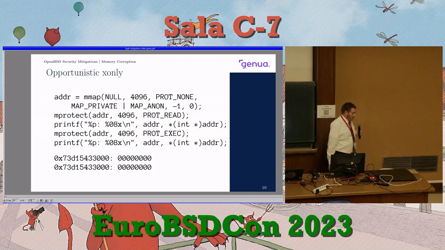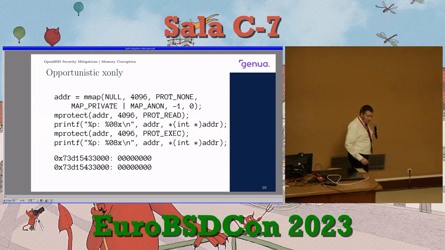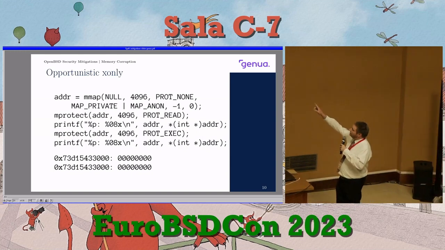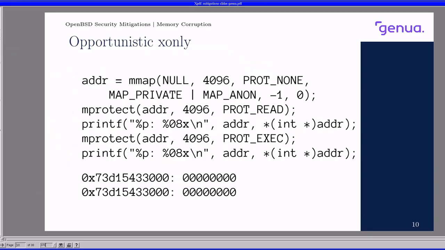So here's an example of what happens when you don't have the CPU feature. We map a region, one page. At the beginning it's PROT_NONE, so you cannot do anything with it. It's anonymous memory, private to you, no file descriptor, that's the minus one. And then we say, okay, we want to read it. We make a printf, and we read this address and print it. So that's the first line of the output. It's zero. We just mapped it, it's zero.